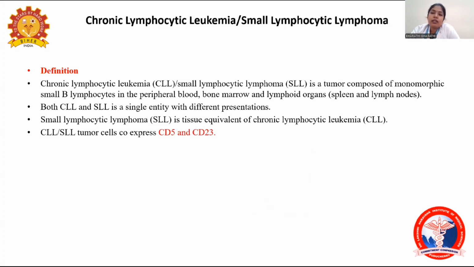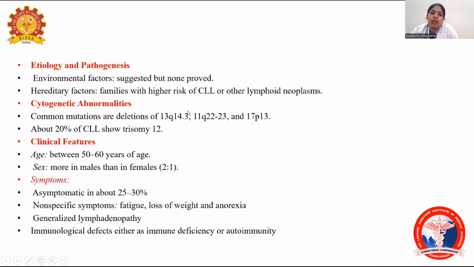Next, we're moving on to another topic which is very small, which is called chronic lymphocytic leukemia or small lymphocytic leukemia. It is a tumor composed of monomorphic small B lymphocytes in the peripheral blood, bone marrow, and lymphoid organs. These are the same entity with different presentations, and CLL, SLL tumor cells express CD5 and CD23. The most common cytogenetic abnormalities in this case are mutations or deletions of 13q, 11q.